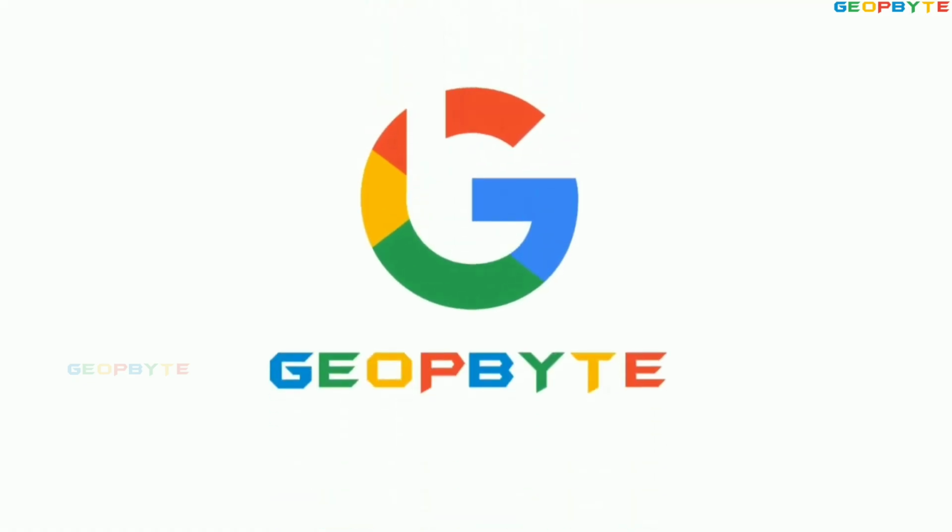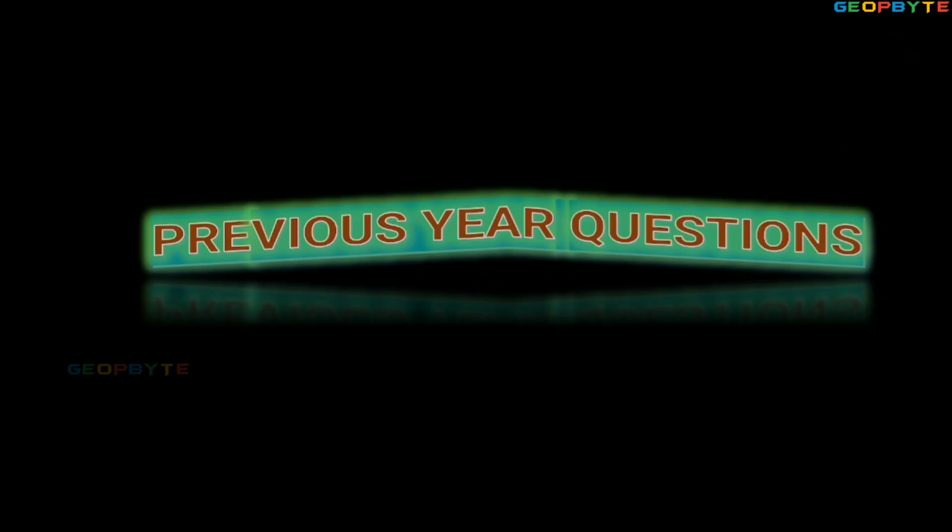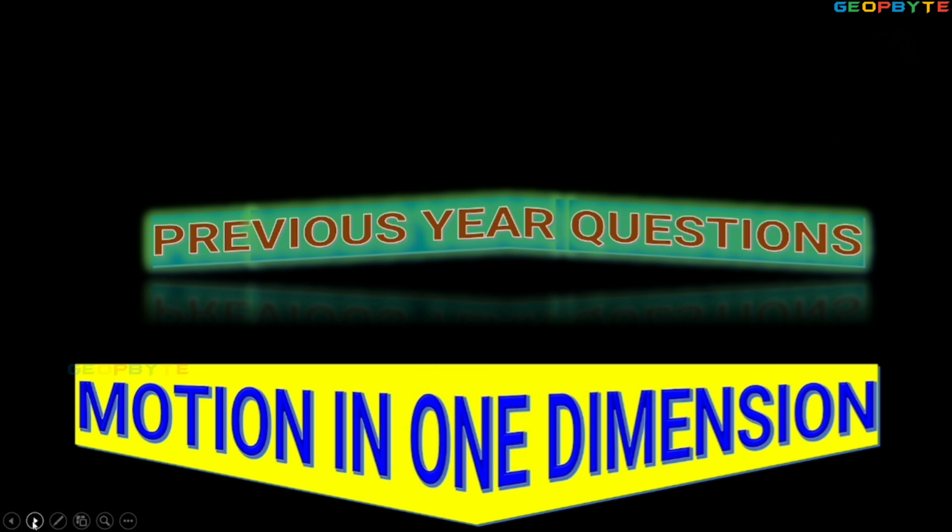GeopByte. Dear students, now let us discuss the previous year questions for the very important and easy unit, that is motion in a straight line, also called motion in one dimension. From this very easy unit, minimum one question can be expected, maximum two questions can be expected for the NEET. I hope all of you clearly understood all the theory concepts we discussed for motion in one dimension. Understood or not? Yes.